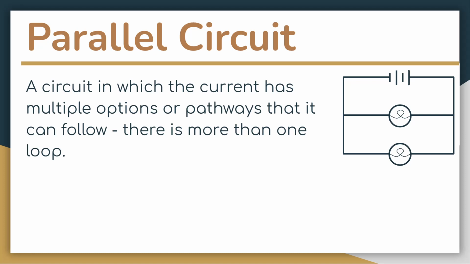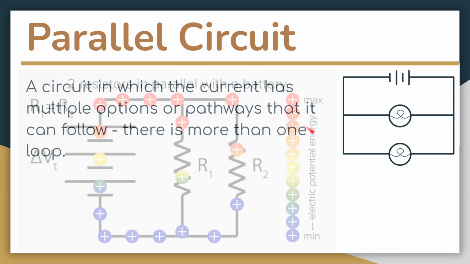A parallel circuit, on the other hand, is a circuit in which the current has multiple options or pathways that it can follow. There is more than one loop. And so if you look at the schematic right here, those same charges that leave the battery, when they get to this point right here, this junction, some of those charges are going to turn and go through this light bulb. Some of those charges are going to go straight and go through this light bulb, and then they'll rejoin each other here as they go back to the battery again, like this.